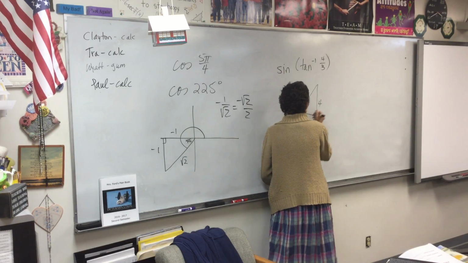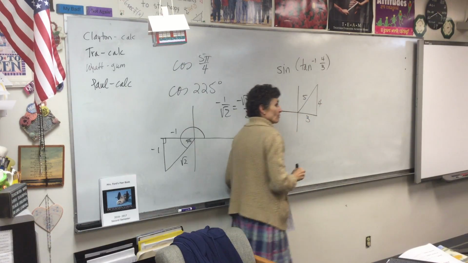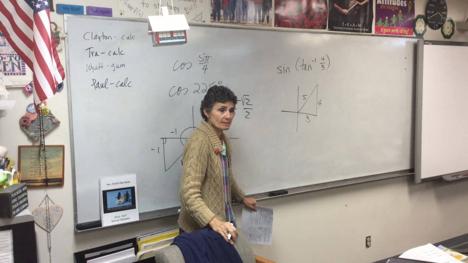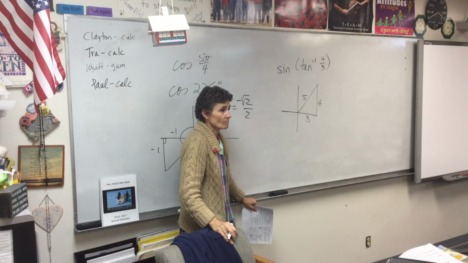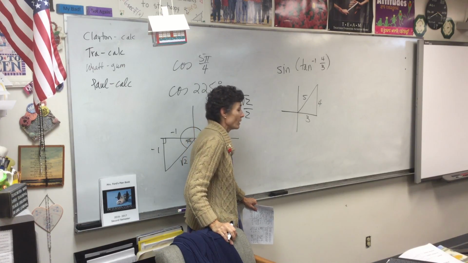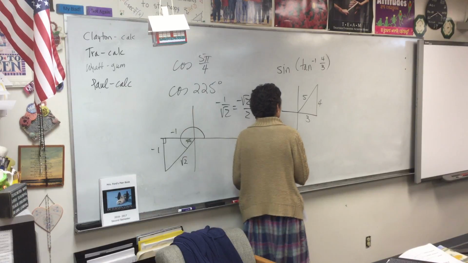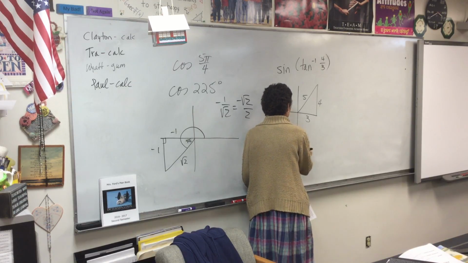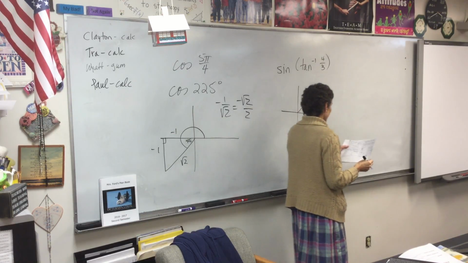So the tangent is 4/3. By the Pythagorean theorem, the other side is 5. Now answer the question. What's the sine? 4/5. Opposite over hypotenuse, 4/5.